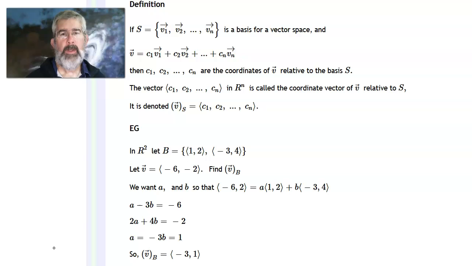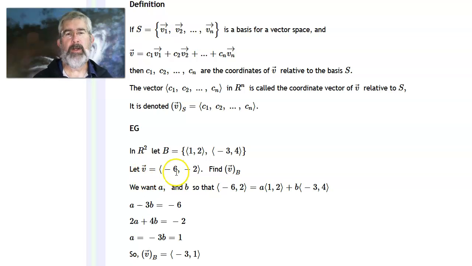Here's an example. In R2, I'm going to let the set B be these two vectors, (1, 2) and (-3, 4). Now, it might take a little bit of proving, but that is a basis. They are linearly independent. Well, certainly it's easy enough to see they're linearly independent because one is not a scalar multiple of the other. And they span all of R2. A little less than obvious, perhaps, but you can check that. Well, I'll have a way of seeing it here in a moment.